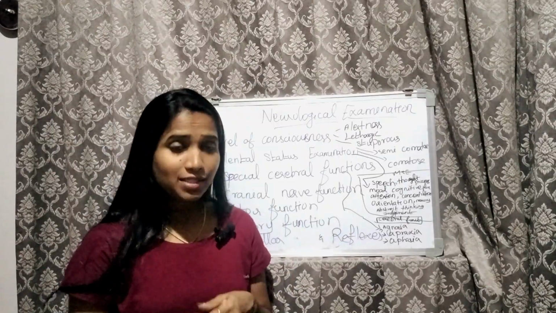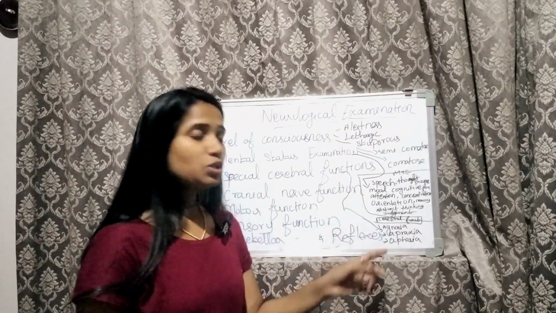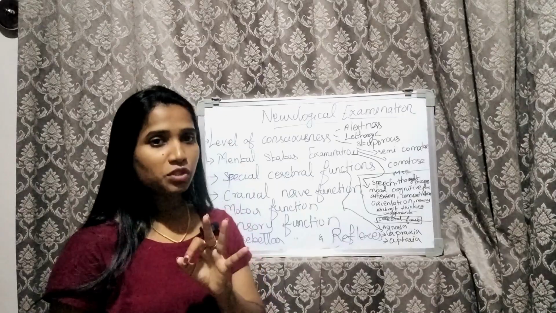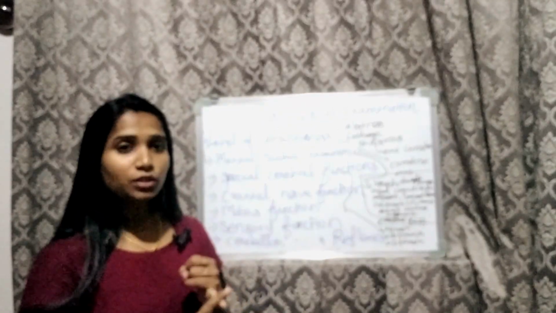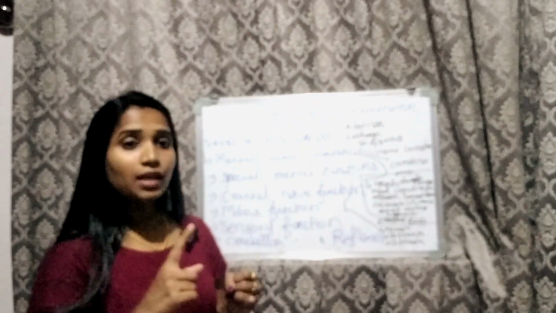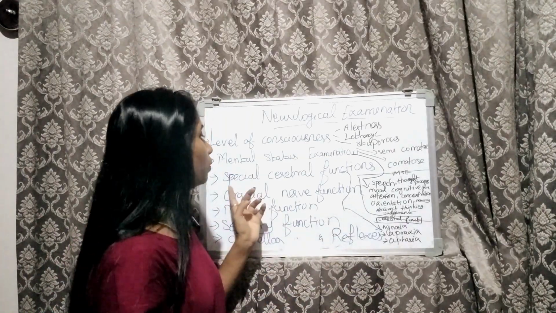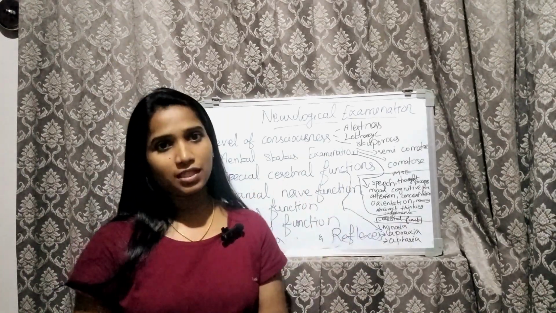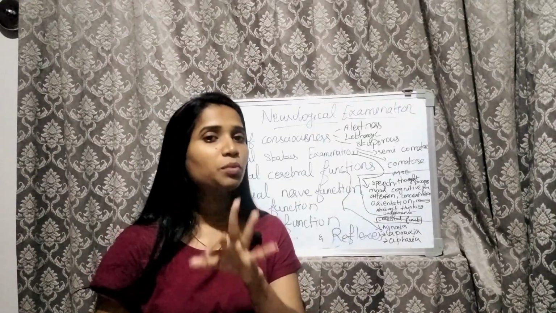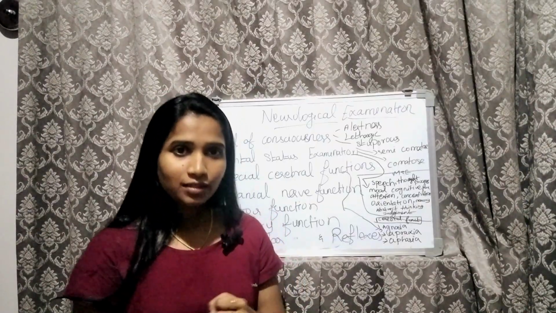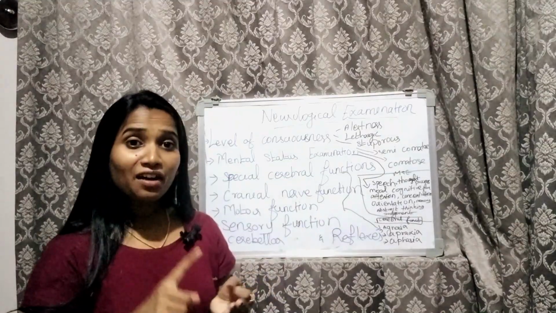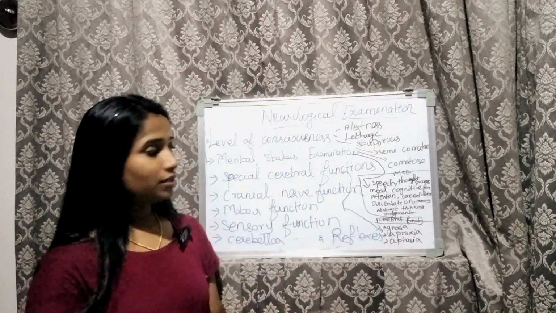See, in the special cerebral function, you need to assess three things. The first one is agnosia, second one apraxia, third one aphasia. So these three things you have to monitor while doing a cerebral function. I'll explain one by one.